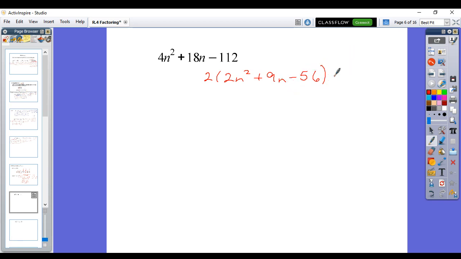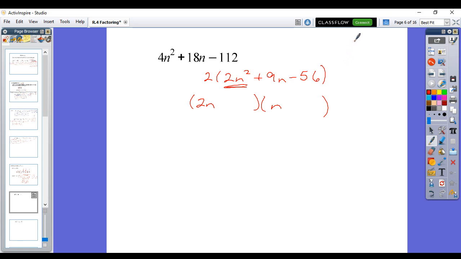So we still have a 56 right here, so we have to look at all possible factors of 56. Same thing like before. We've got 2n. What times what gives me n squared? 2n and n. All right, we've got that split up. Now, this is a negative, so more than likely we have one negative, one positive.